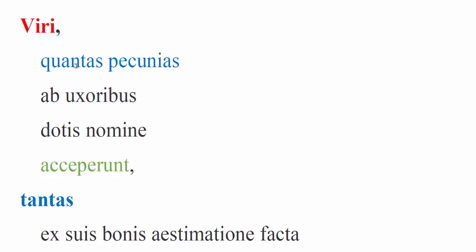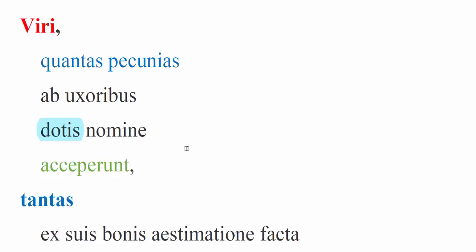And we can see here that Caesar is setting up a comparison because we have the correlatives, quantas and tantas, both of which are going to be talking about pecunias. So we're talking about money. So husbands, however much money from their wives in the name of a dowry. Now this dotis right here is genitive, going with nomine. So we would say something like under the title of dowry, or under the heading, or by the name of dowry, they receive.